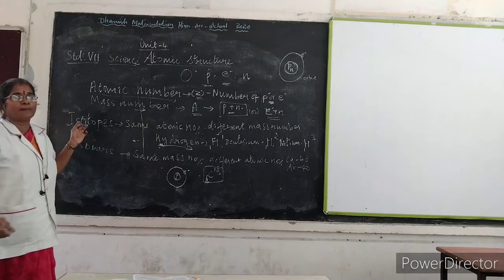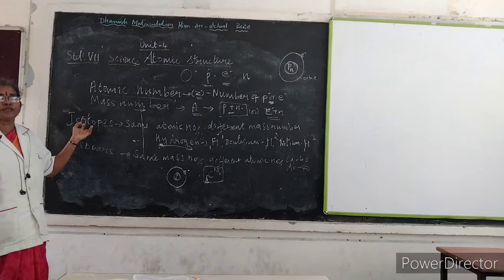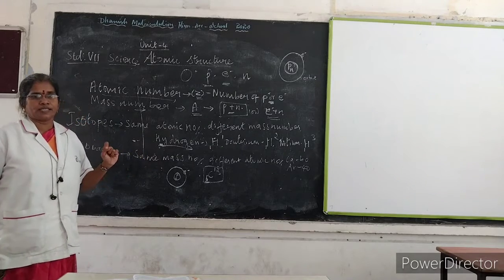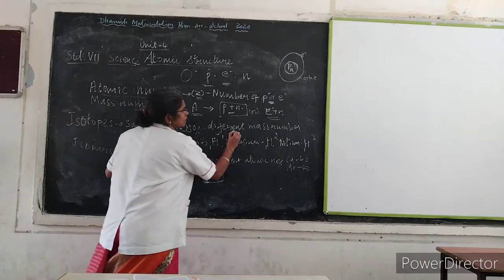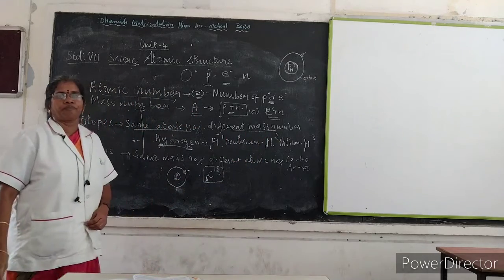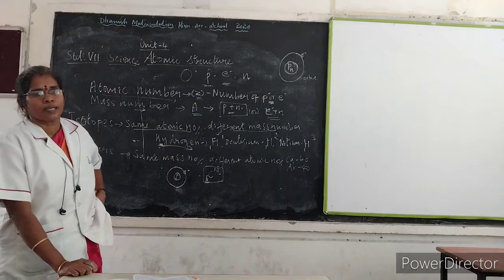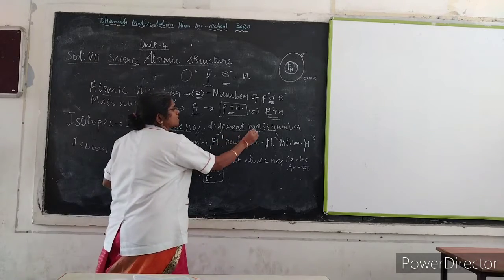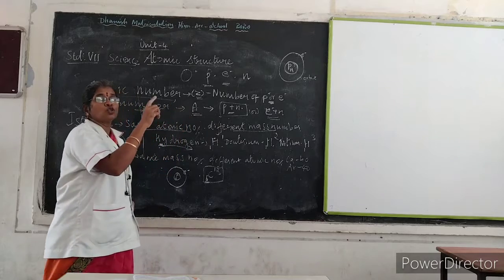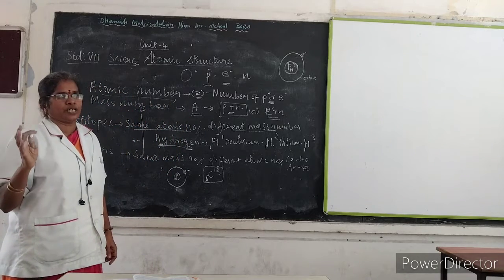now I am going to explain about isotopes. Isotopes means some elements have the same atomic number but different mass number. Why is there a difference in mass number? Because the number of neutrons present in an atom will be changing.